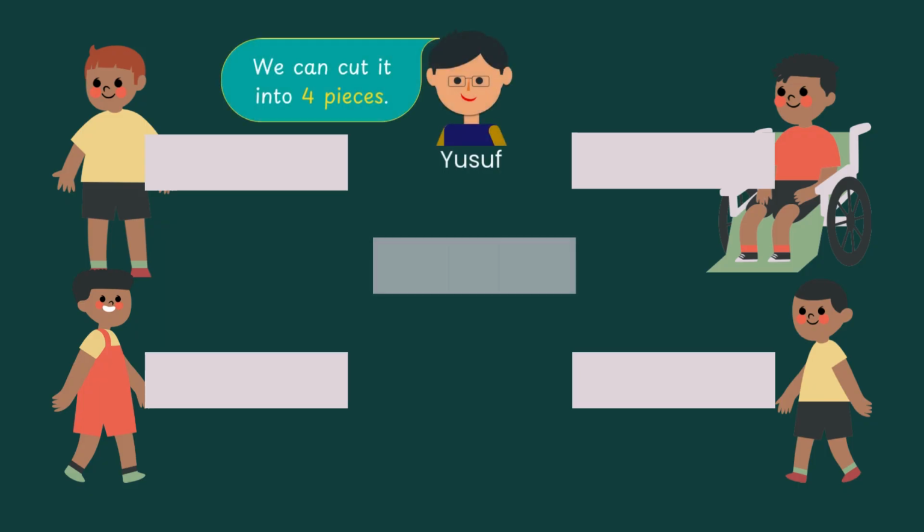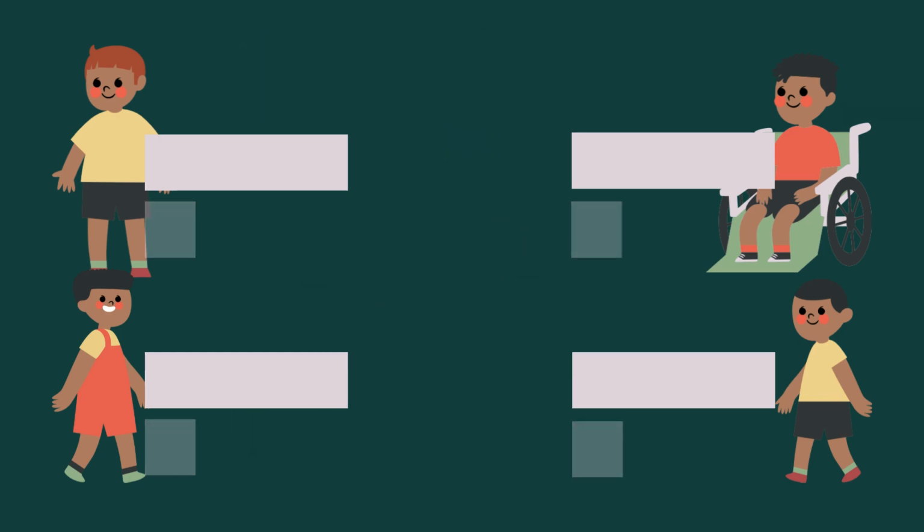Fantastic idea, Yusuf. We can cut it into 4 pieces and give each friend 1 piece. Like this? No? Is that not fair? Oh, I see. It has to be equal. So, we must cut it into 4 equal parts. Now we have 4 equal parts, and each friend gets an equal piece of the whole chocolate.